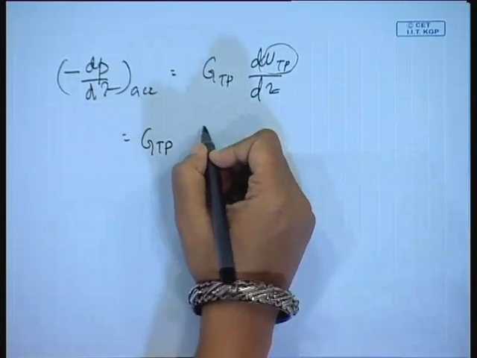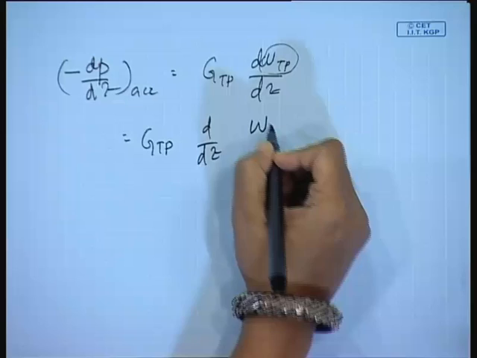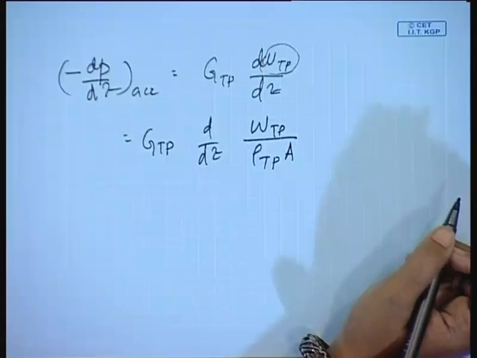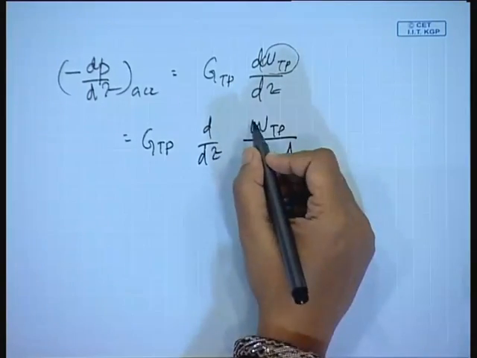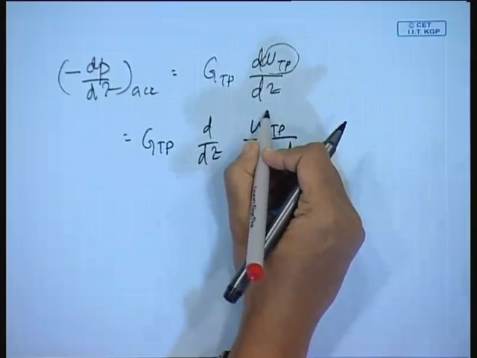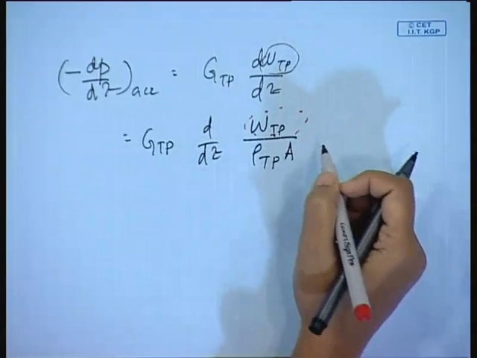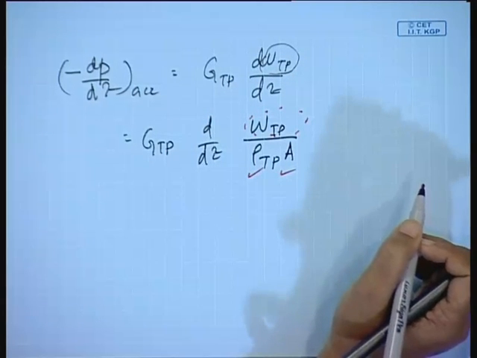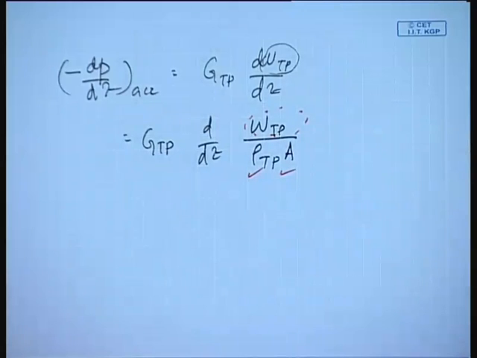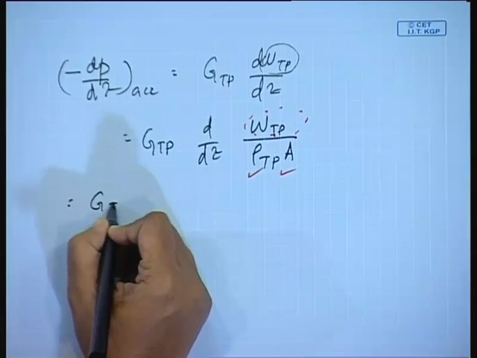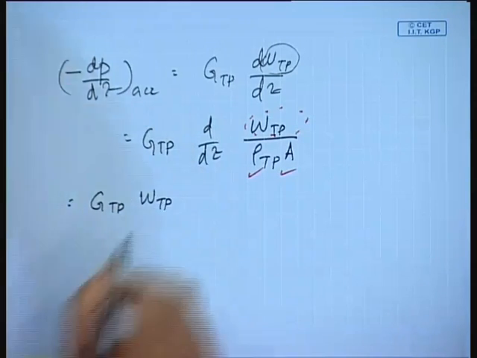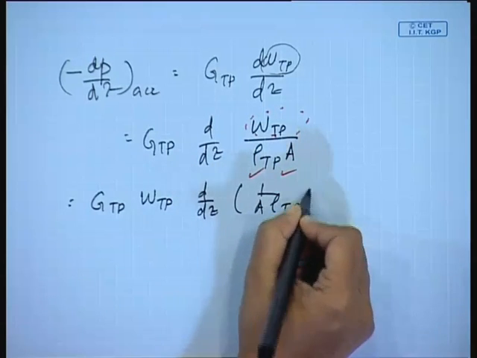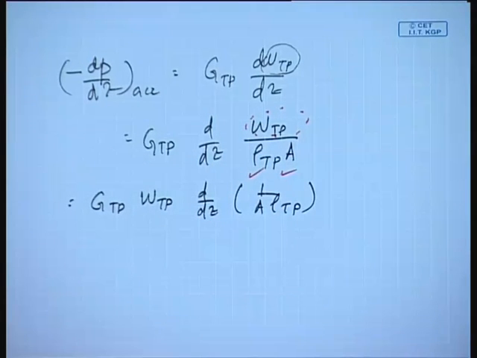We can write it down as d/dz of, again, the basic definition. Can we do this? Agreed? This particular term is constant. The things which will be affected with distance, just because pressure changes with distance, are this term and this term, isn't it? So, therefore, we can write this down as, can we do this? Okay.